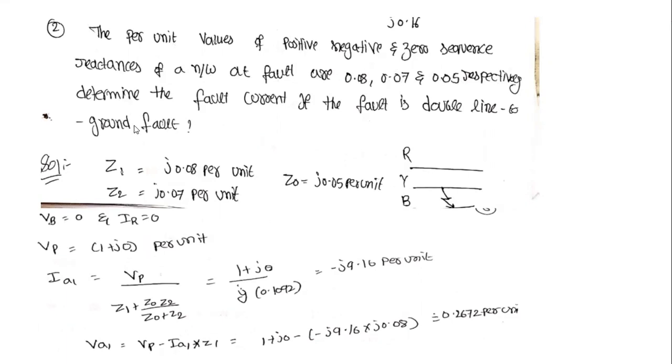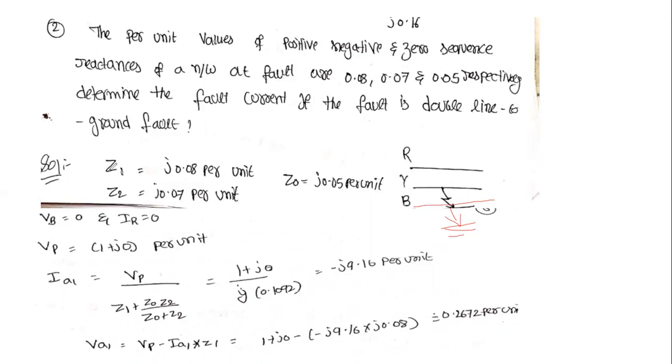Therefore, we are assuming the fault will be obtained in between the double line to ground, that is, between the Y phase and the B phase and ground.